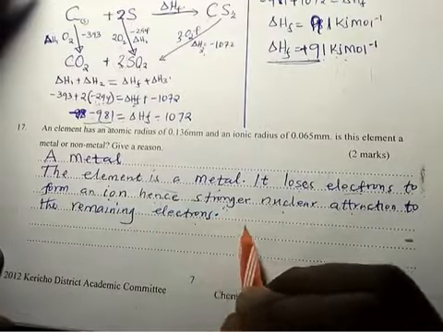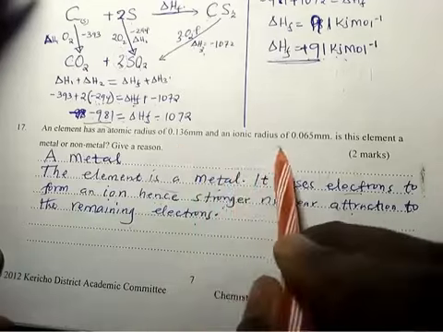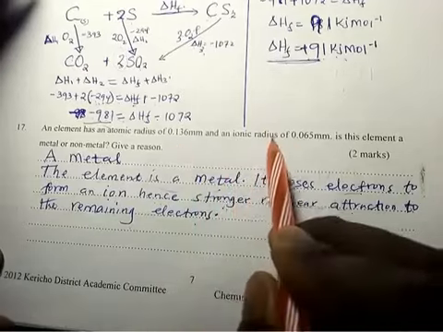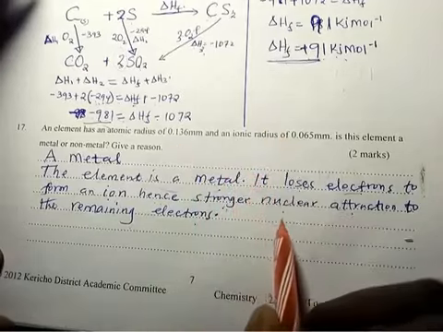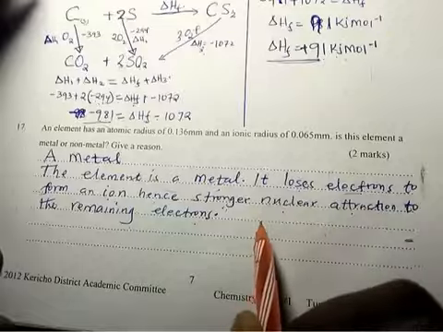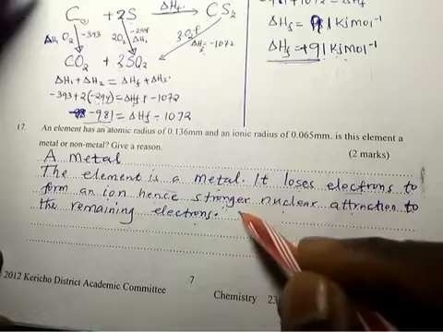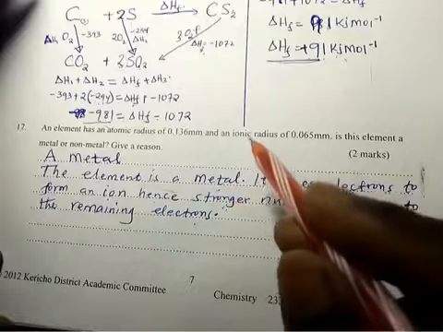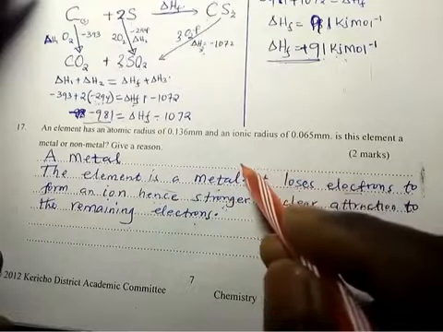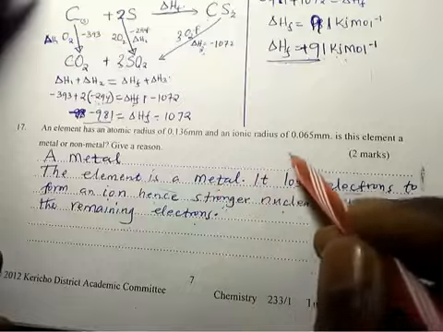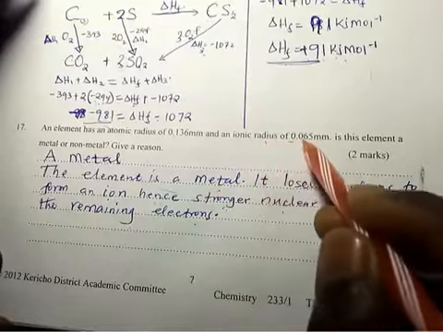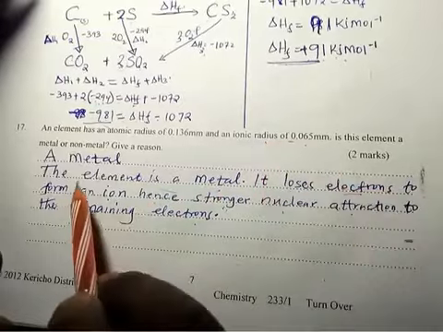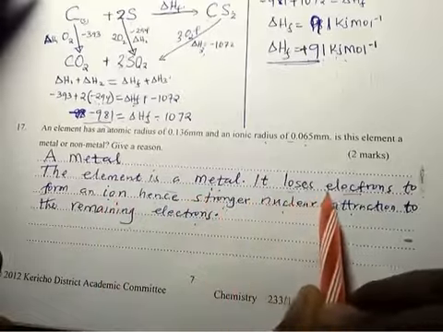So as the outermost energy level's electron is removed, the nuclear attraction becomes stronger. Then it pulls the remaining outermost electrons even more, making the radius small, the ionic radius small. So the element is a metal. It loses electrons to form an ion.